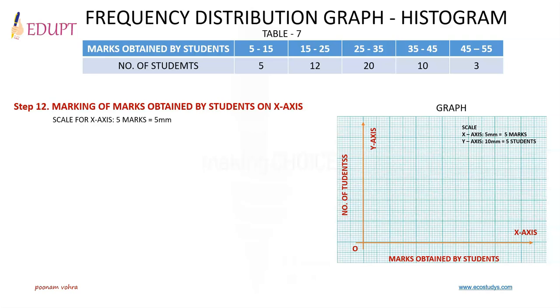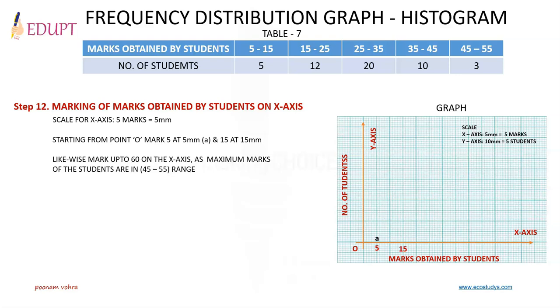Then you have to mark the marks obtained by students on x-axis. So scale is already known to us, 5 marks equivalent to 5 millimeters. So starting from point O, mark 5 at the distance of 5 millimeters as is shown here, depicted by A. Then 15 at 15 millimeters, and so on till 60, simply because the maximum marks are in the range of 45 to 55.